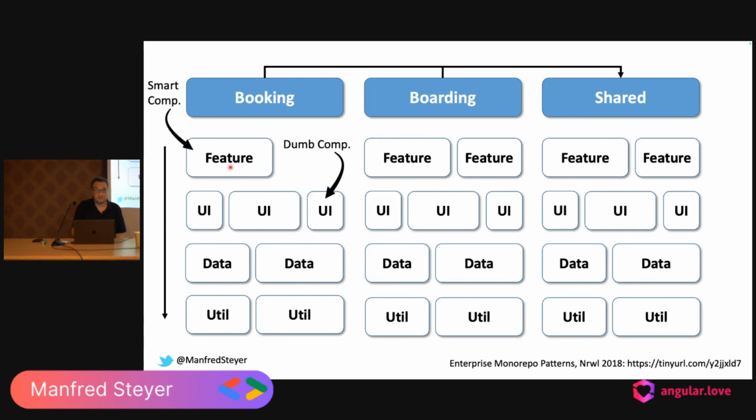Also, layering is nice because it prevents cycles. It prevents that everything is intermingled with each other. Here, a feature can only talk to UI, data, utility. Data can only talk to utility. So this decouples everything nicely.